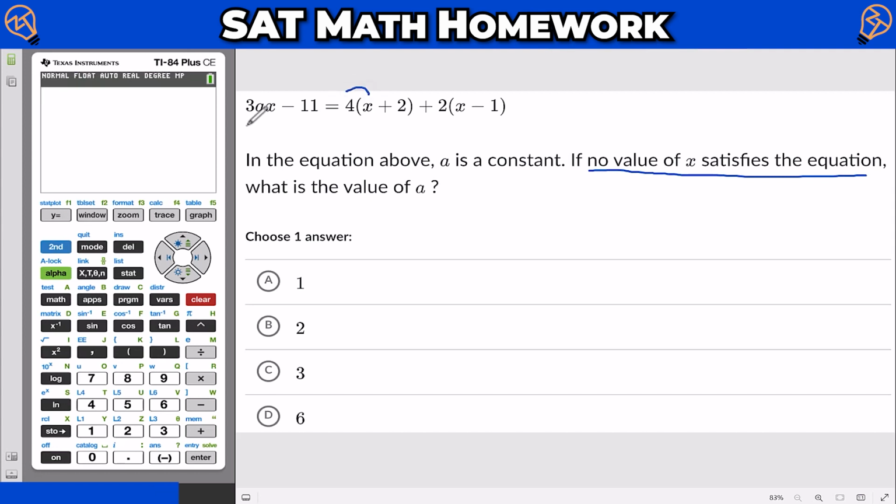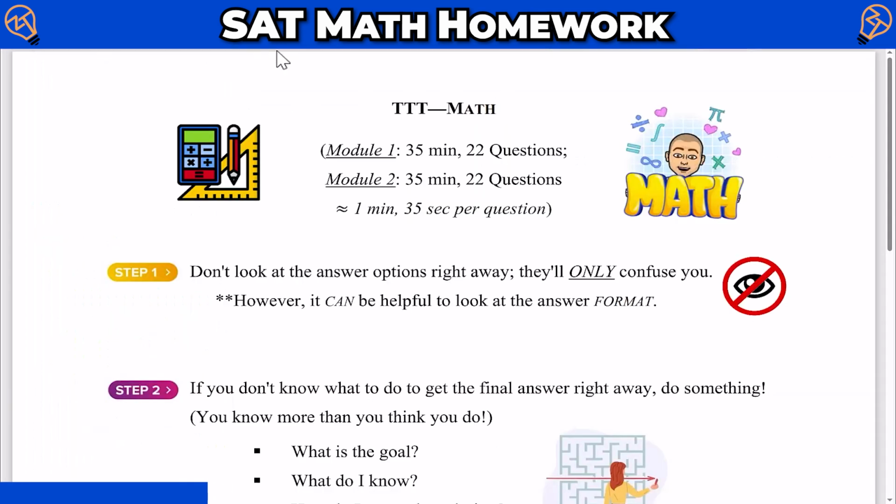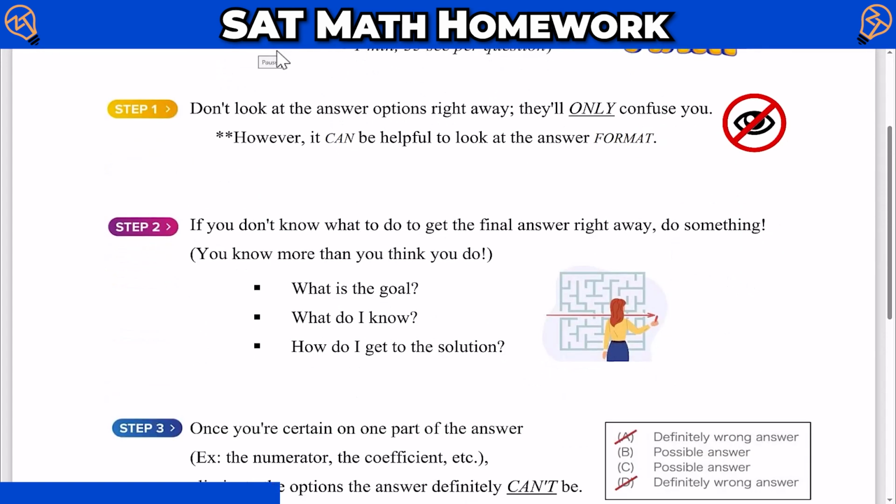So first, on the right side, I would go ahead and distribute. And an important thing to note here is we're really following the Triple T math steps. So the first step we know is don't look at the answer options right away. They'll only confuse you. And we've avoided doing that. Step 2, if you don't know what to do to get the final answer right away, so in this case, maybe we're not sure what all this means about if no value of x can satisfy the equation. Well, we do something because we really do know more than we think we do.